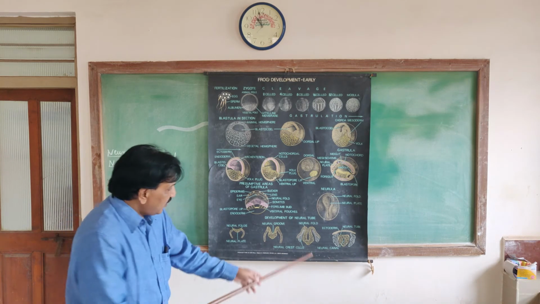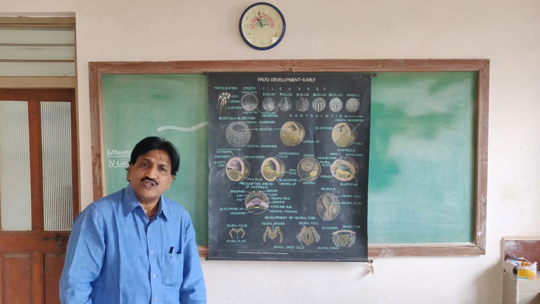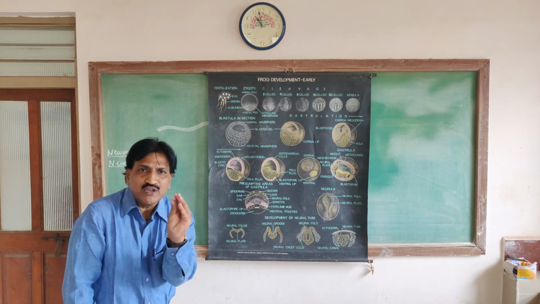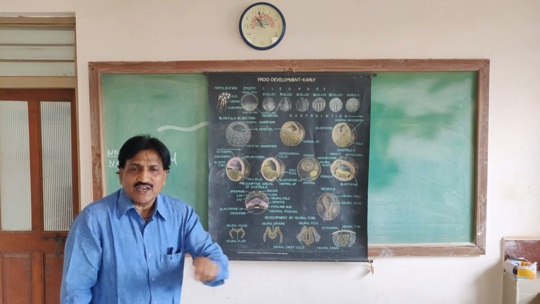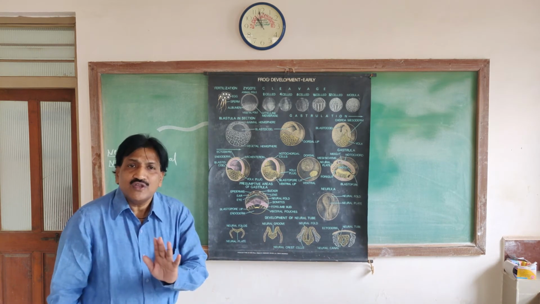Okay, now here, after complete fusion of the neural folds, the transformation is into the neural tube. The neural folds completely fuse together and transform into a rounded structure, the neural tube.